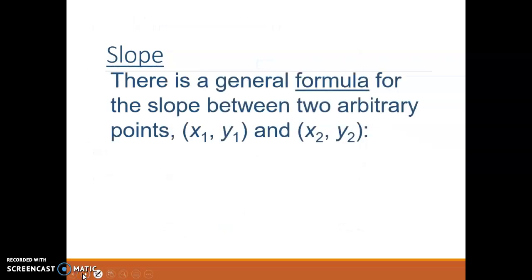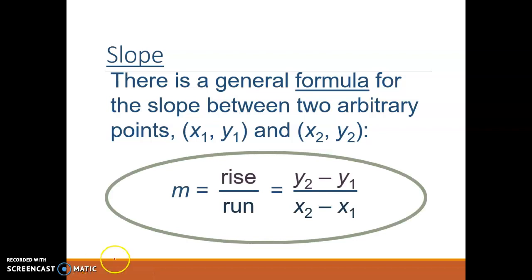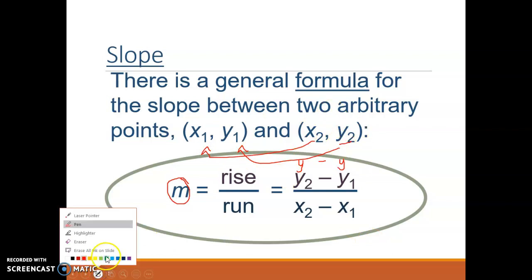There is a general formula for the slope between 2 arbitrary points. If you don't have a graph and you're given 2 points, like x1, y1 and x2, y2, we could find our slope. Remember, slope is just m, using rise over run, and rise is just y2 minus y1. So we take our 2 y's and subtract them, and x2 minus x1. You do need to be careful that you go in this order both times, from y to y and x to x.